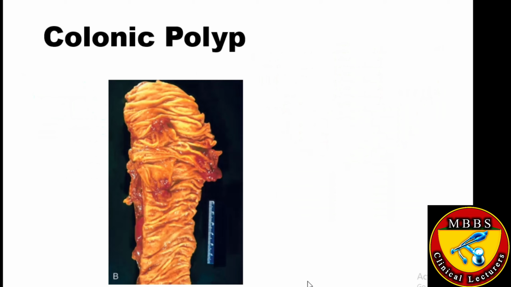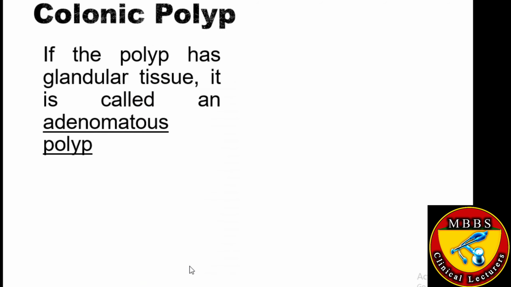What is a colonic polyp? These are again polyps, this one is an example. They protrude into the lumen and make life miserable for the patient, although they are benign. If the colonic polyp has glandular tissue, then what will we call it? It will be called an adenomatous polyp because it has glandular tissue.